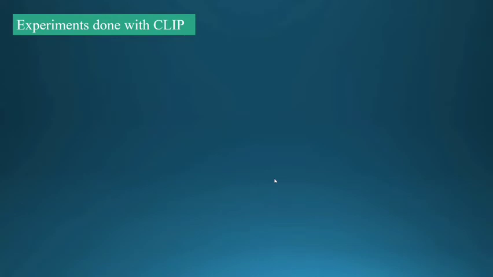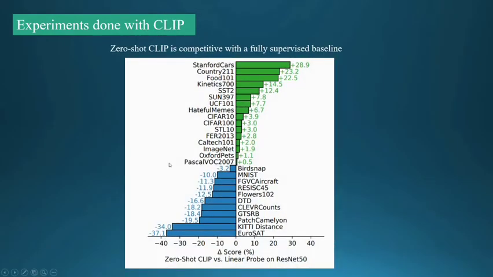Experiments done with CLIP. For example, here zero shot CLIP is competitive with a fully supervised baseline. Here we are comparing the zero shot CLIP model, again without any training, doing classification over different datasets and comparing it to the ResNet 50, but with linear probe.